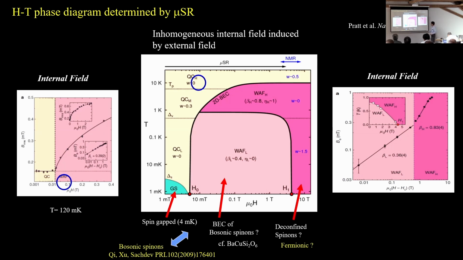If this point is a critical point from a gapped state, for example the BEC of bosonic spinons, then at ambient pressure this system should have a spin gap of 4 millikelvin, very, very small. So 4 millikelvin, versus 400 millikelvin, and gapless, finite gamma. So it is completely reversed in this problem.